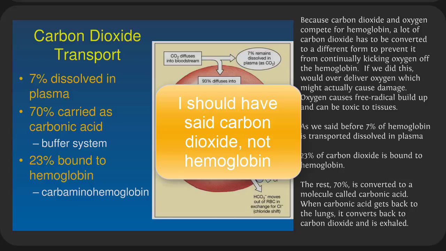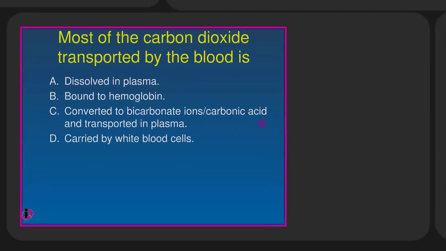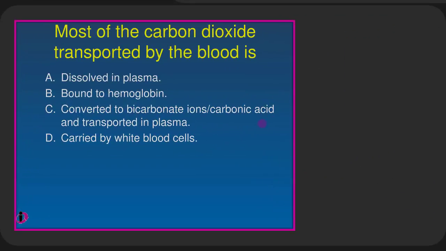As we said before, about 7% of carbon dioxide is transported in plasma. 23% binds to hemoglobin, but the other 70% is converted to something called carbonic acid. When carbonic acid gets back to the lungs, it converts back to carbon dioxide and is exhaled. So carbonic acid is going to come up later when we get to the urinary system. I don't know if I mentioned this, but the urinary system is the most difficult system in AP2.